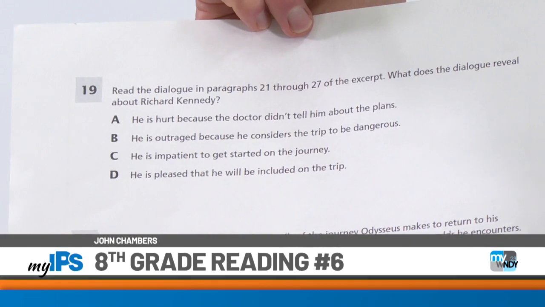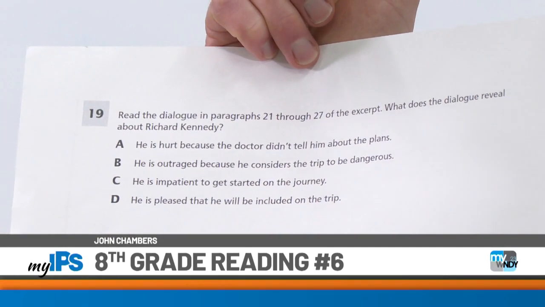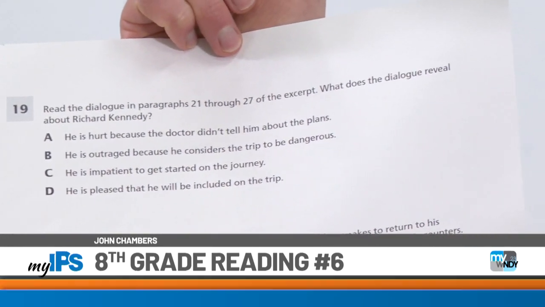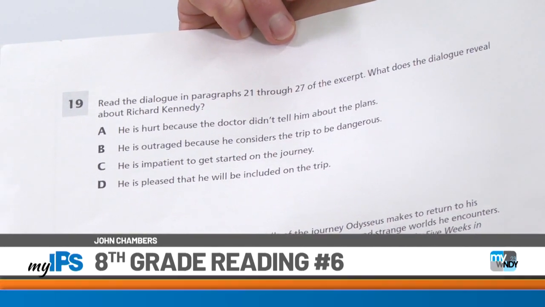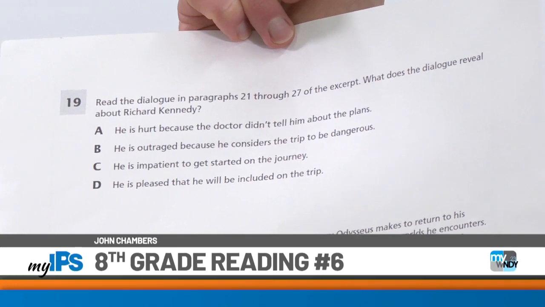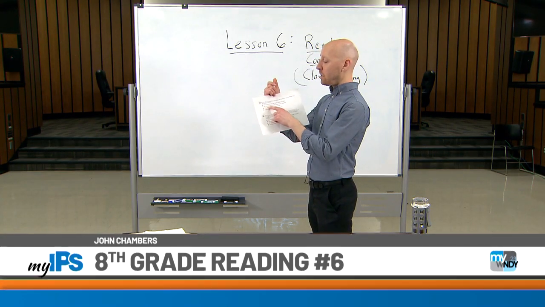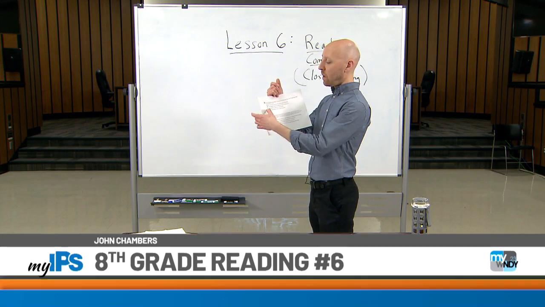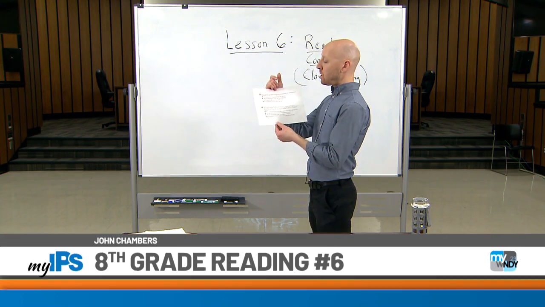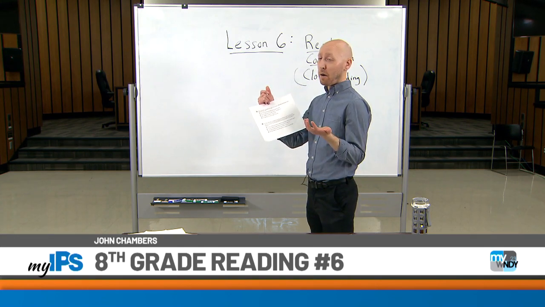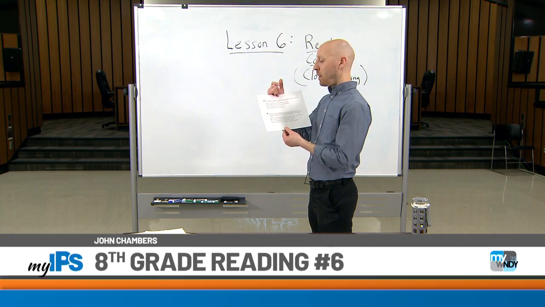B, he is outraged because he considers the trip to be dangerous. This is tricky because we know that Kennedy feels the Doctor's trips are dangerous. He talks about that in different parts of the reading, but not in this excerpt. So I'm going to cross that out because he doesn't mention anything about danger. All right, C, he is impatient to get started on the journey. Kennedy does not want to go with the Doctor on the journey, so that is definitely wrong.